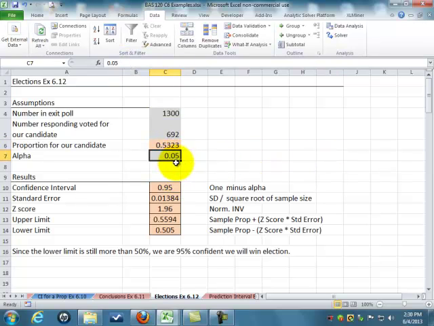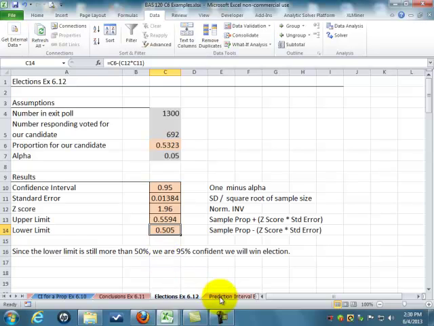We want to be 95% confident, so we picked an alpha of 0.05. There's our confidence interval. There's our standard error. There's our z-score once again. There's our upper limit. There's our lower limit. Now, to win the election, you've got to get 50% or more. We're 95% confident that it'll range between 0.505 and 0.5594. So we can conclude we're 95% confident based on this exit poll that we're going to win the election.